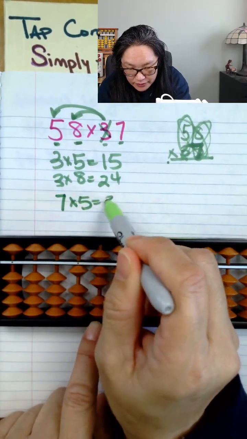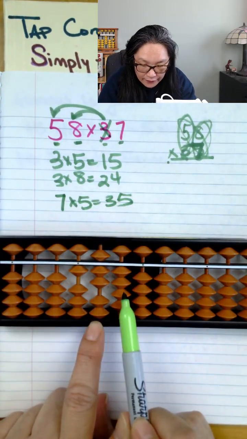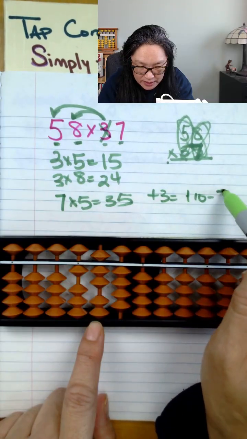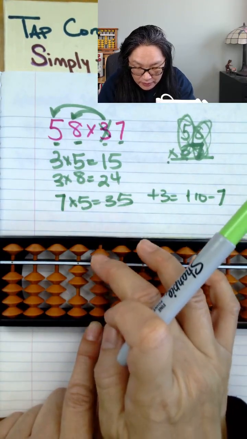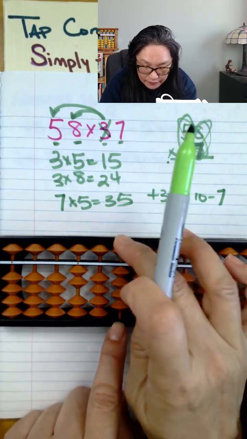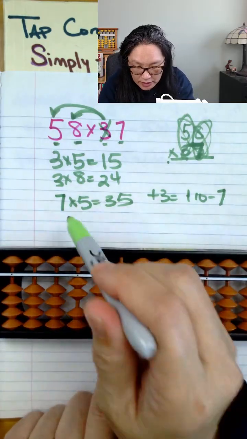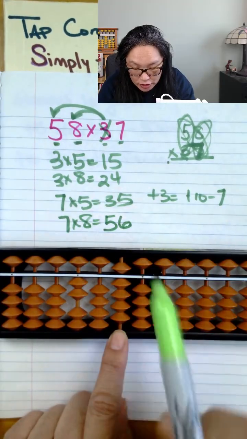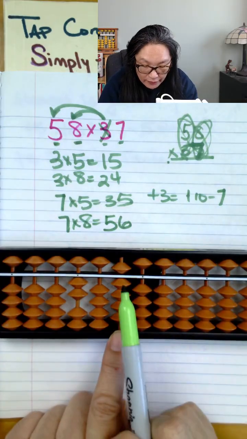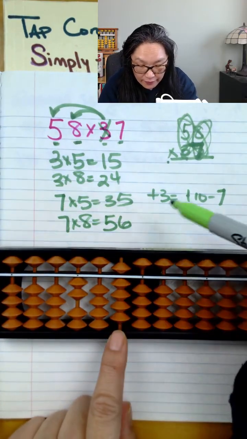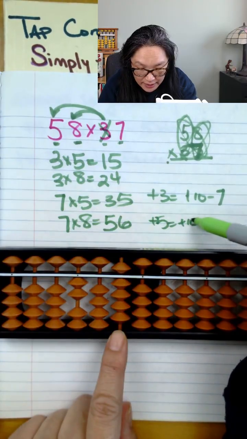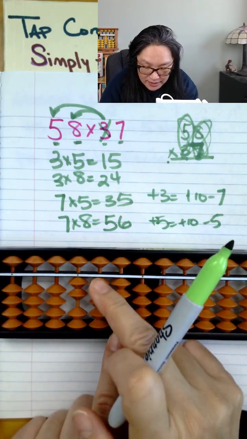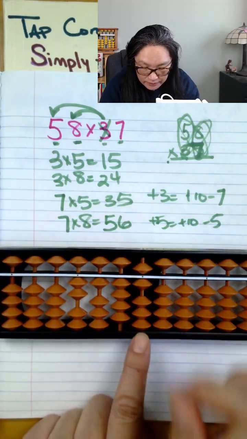7 times 5 is 35. Add 30, add 5. Plus the 3 is equal to plus the 10 minus 7. So I plus the 10 and I take away the 7, and then I add my 5. All right, no problem. So now 7 times 8 is 56. Is that right? 56. So I have my 5, I add my 6, I add my 5. Plus the 5 is equal to plus the 10 minus 5. So I plus the 10 minus the 5, and then I plus the 6.